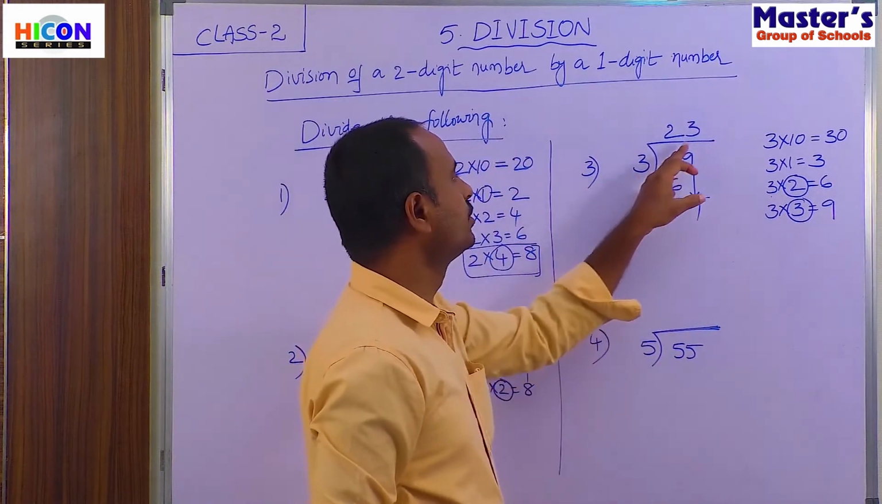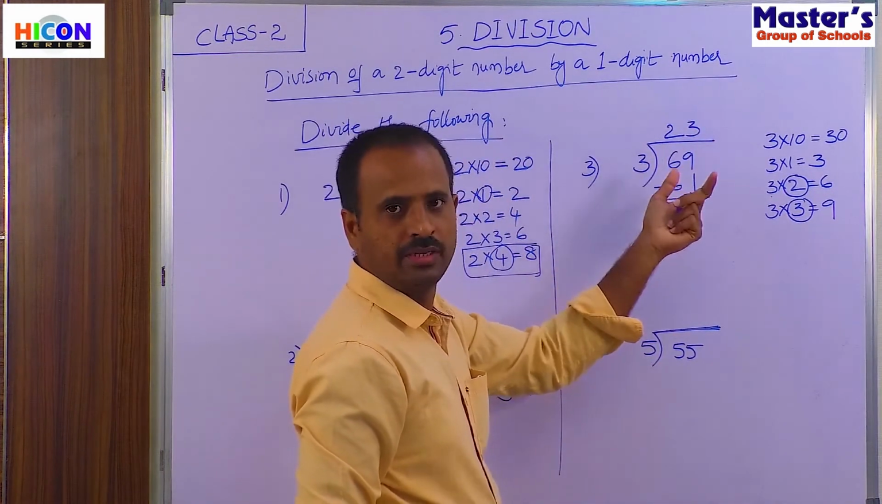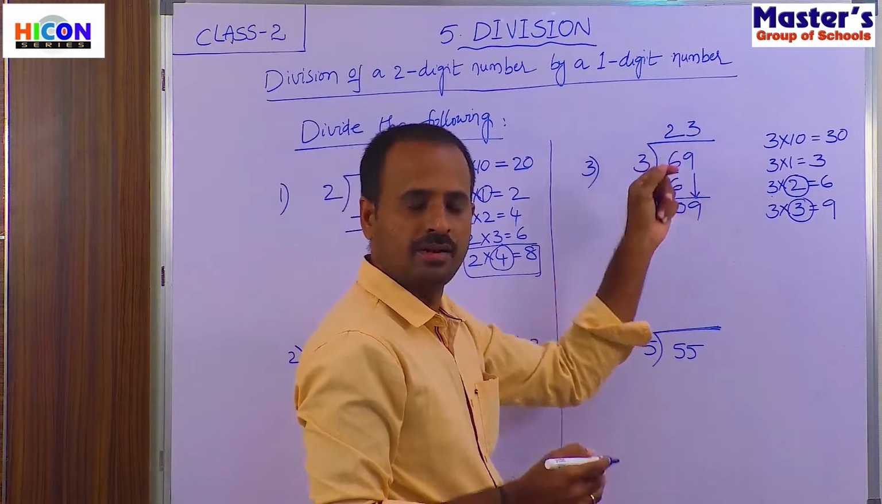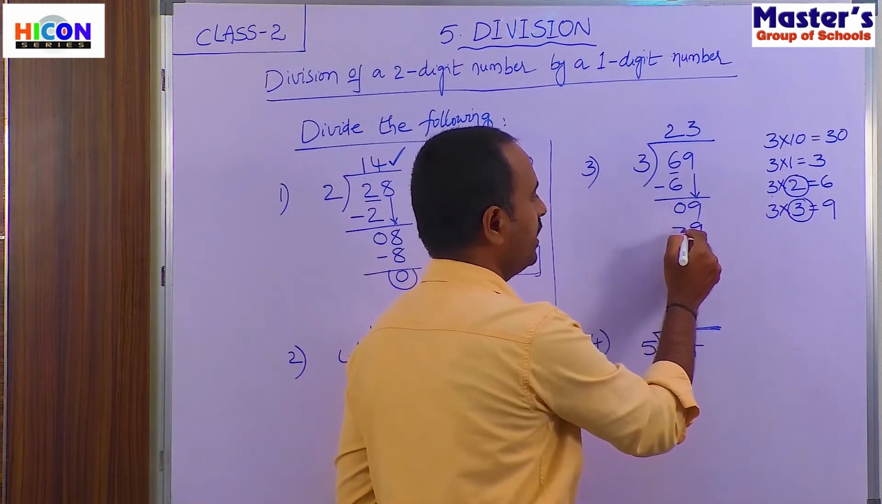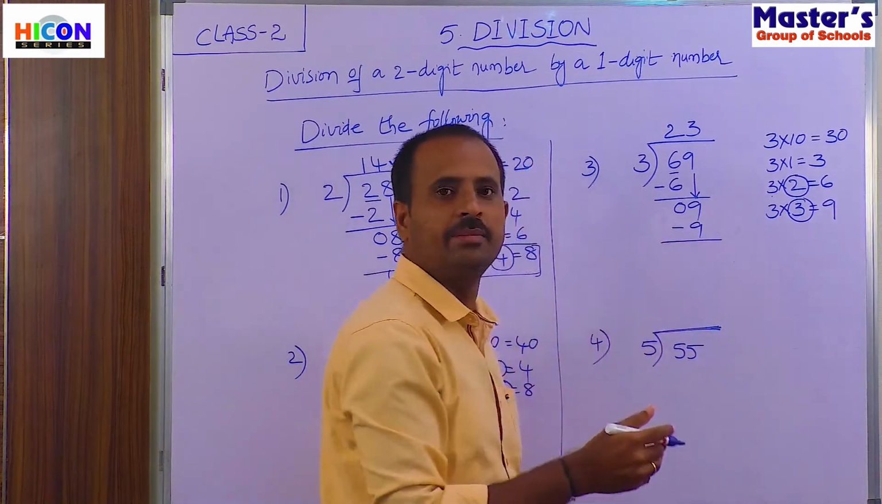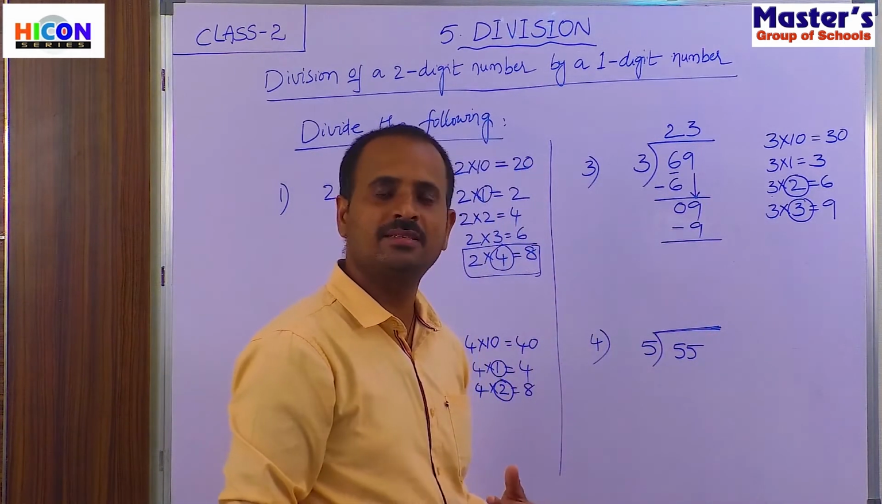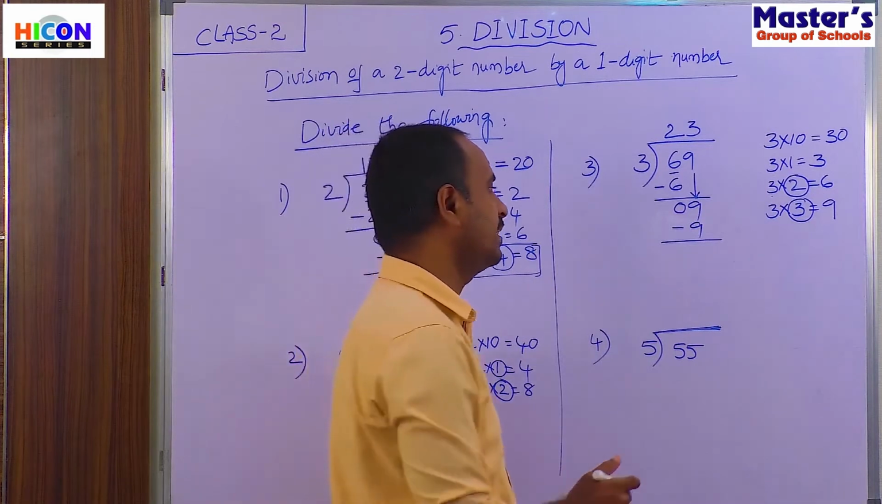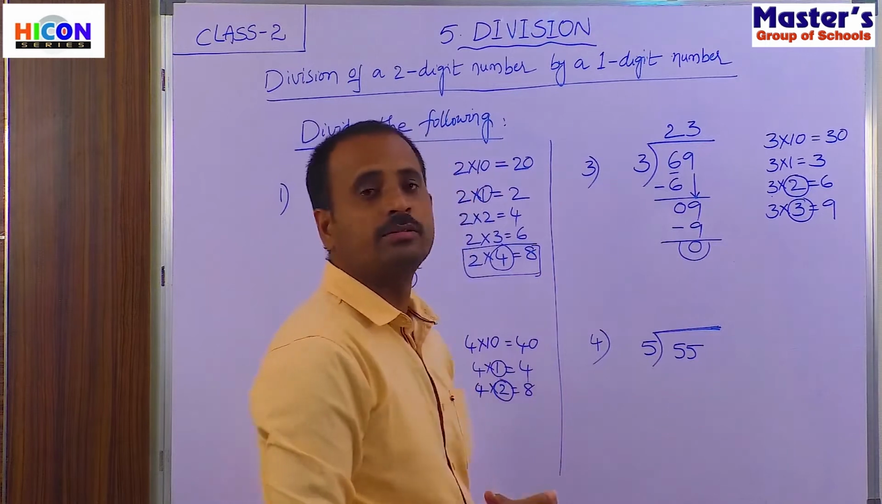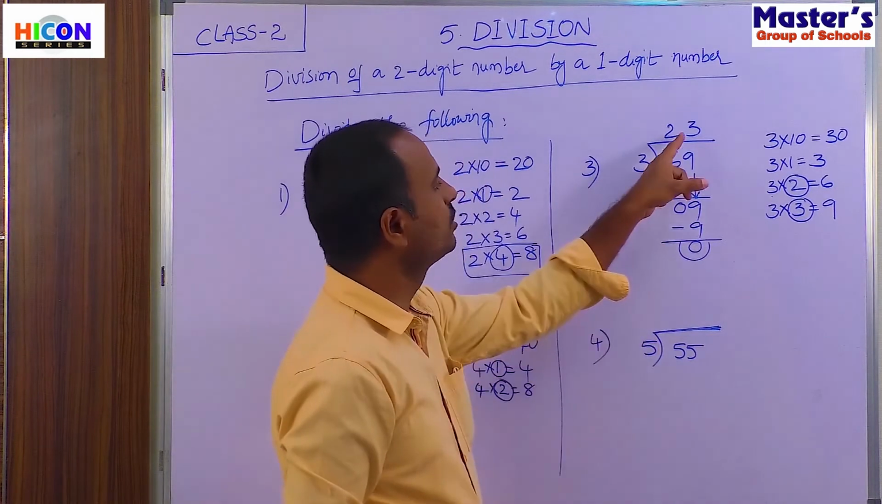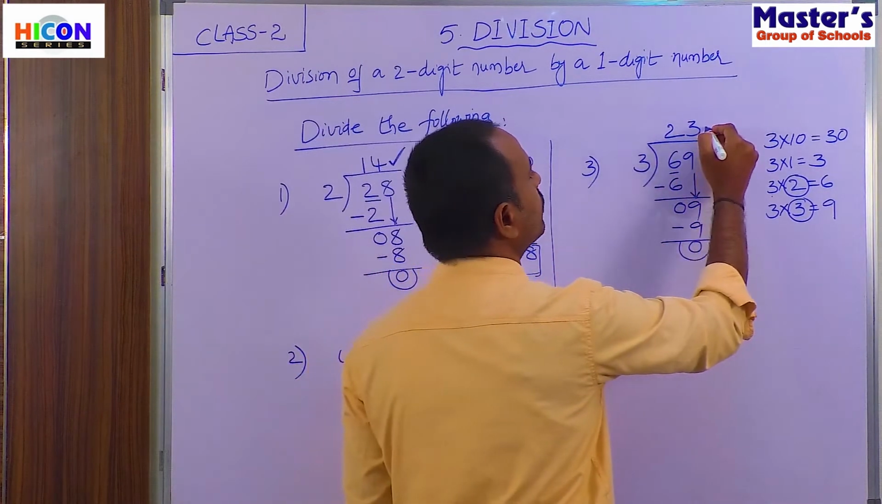Now multiply these, that is 3 into 3. 3 threes are 9. So write the product below the second digit and subtract. That is 9 minus 9. Children, how much is 9 minus 9? 0. So the remainder is 0. So what is the quotient here? The quotient is 23. The answer is 23.